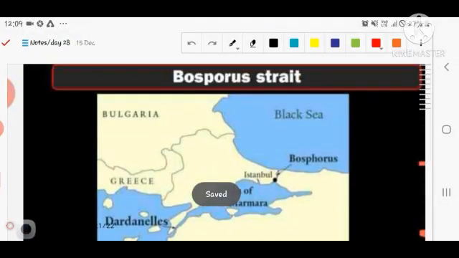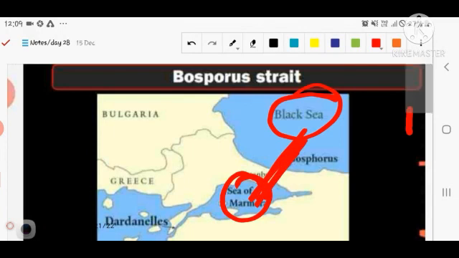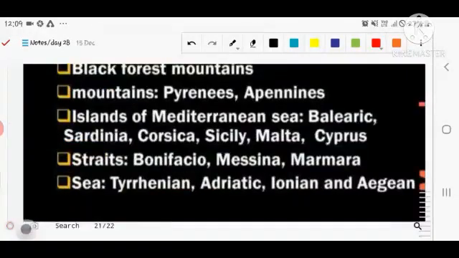Bosphorus Strait, many times I told you, the Black Sea and the Sea of Marmara are connected by the Strait of the Bosphorus, and the Sea of Marmara and the Aegean Sea are connected by the Strait of the Dardanelles. The Mediterranean Sea, you can say that.